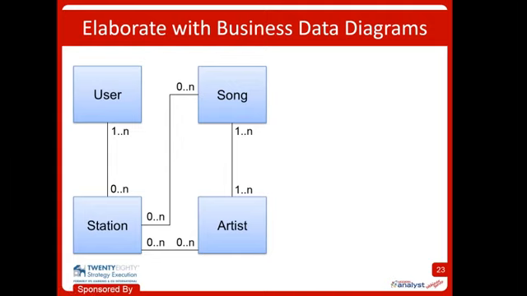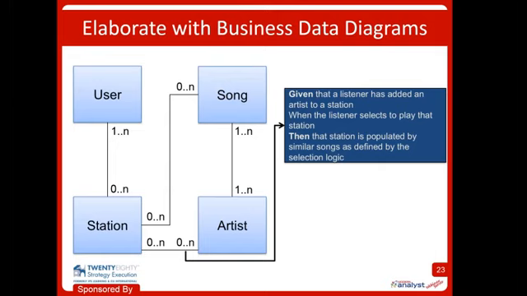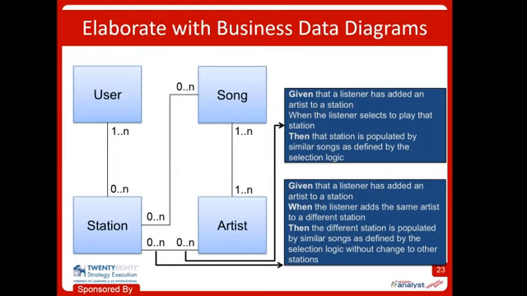So what's cool about this is I can use this to figure out things like acceptance criteria that I maybe didn't think of. I'll show you an example here of user stories. In this one, given that a listener has added an artist to a station, when the listener selects to play that station, then that station is populated by similar songs as defined by the selection logic. So again, it's just looking at these entity relationships, here's another one, to say, okay, what kind of criteria come out of that particular piece of the line between these data objects, okay? So the idea is I will write those criteria. I also want to encourage you, these models, you should hand them over to your implementation team.